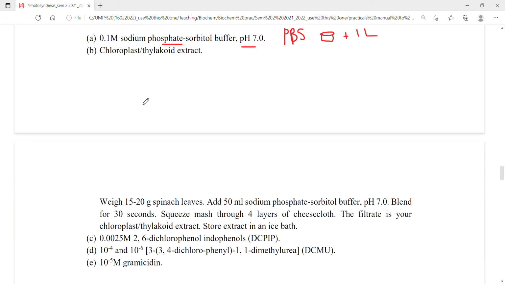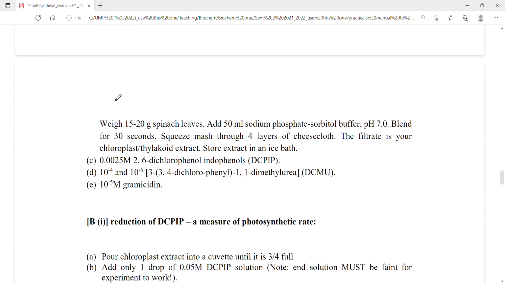Okay, and then the chloroplast or thylakoid extract is done this way. Again, I don't have a video. We are working on a video of how it is done, so we will upload it when the time comes. I can only attempt to draw it now. So take the spinach leaf, for each group maybe 15 to 20 grams, but when we conduct it we have maybe 5 groups, so we multiply everything for 5 groups.